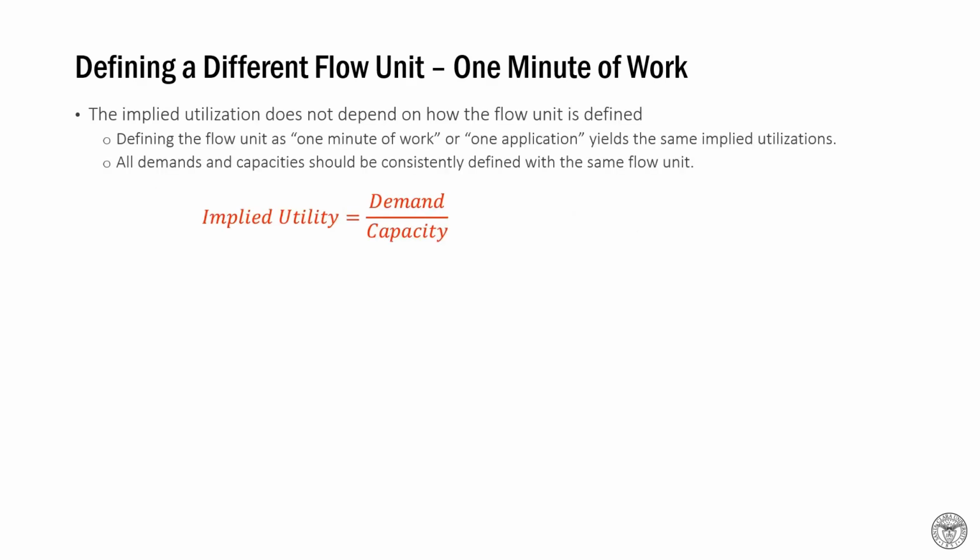We now determine the bottleneck of the entire system. It is important to note that defining the flow unit as 1 minute of work or one application yields the same implied utilizations. The implied utilization does not depend on how the flow unit is defined, as long as all demands and capacities are defined consistently.